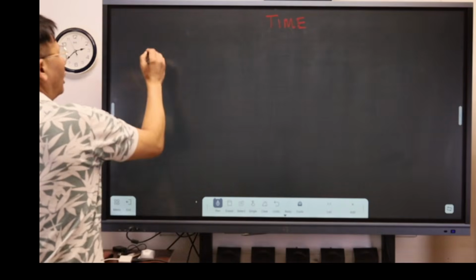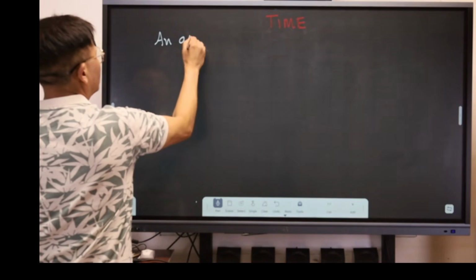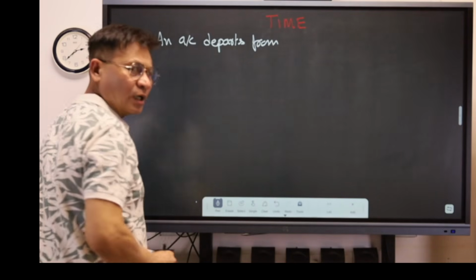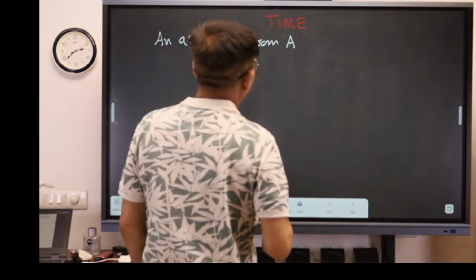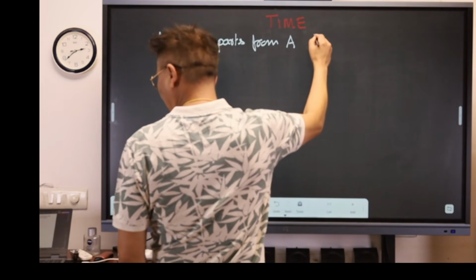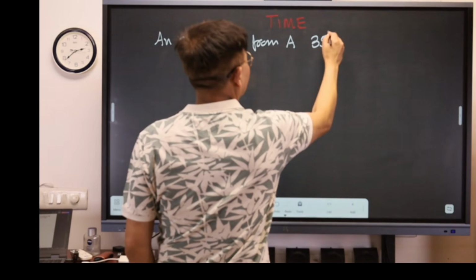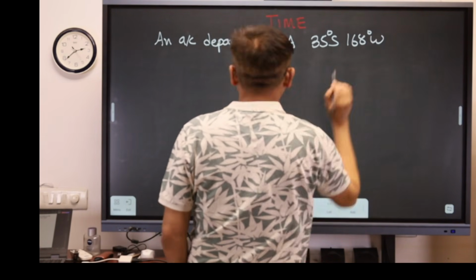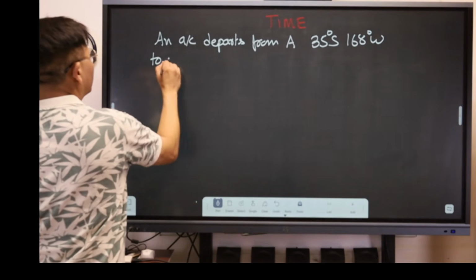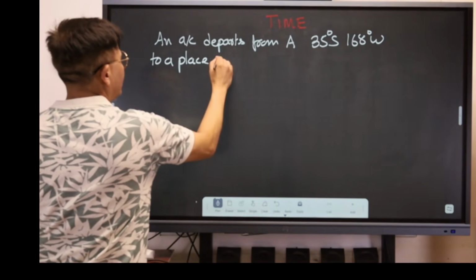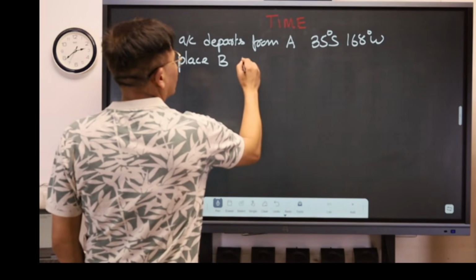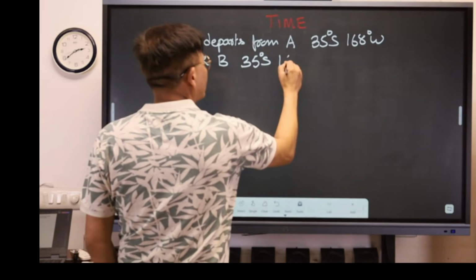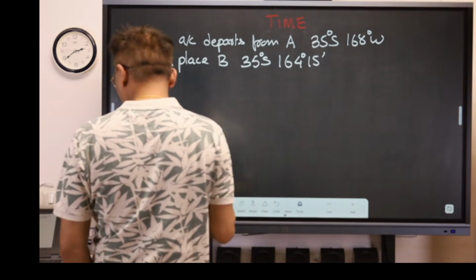The question is, an aircraft departs from a point A whose coordinate is 35 degrees south and 168 degrees west to a place B whose coordinate is 5 degrees south and 164 degrees and 15 minutes east.